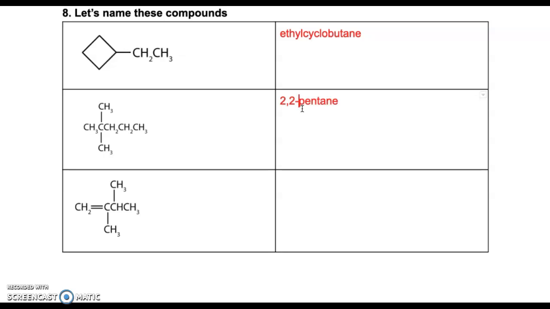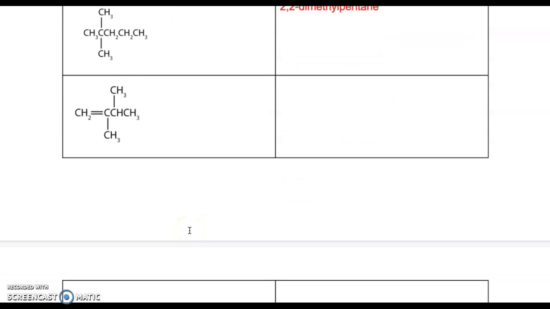Then we have 2. 2 is going to be di, and your methyl group, which consists of one carbon, is methyl, then pentane. So the full name of this molecule is 2,2-dimethylpentane. Let's move on to the next one.